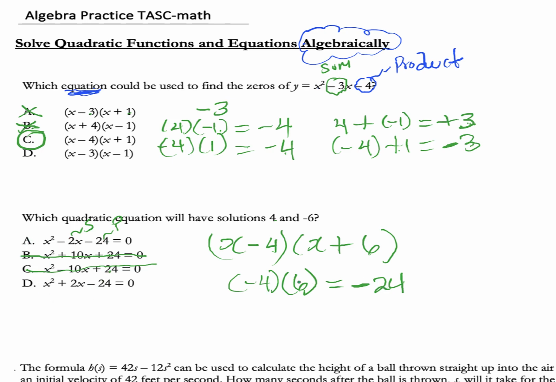Now we have the product, we have to get the sum. So I'm going to take negative 4 and I'm going to add it to 6. Because the signs are different, I'm going to subtract, which gives me 2. Keep the sign of the larger, so my answer is a positive 2. So my answer is D.